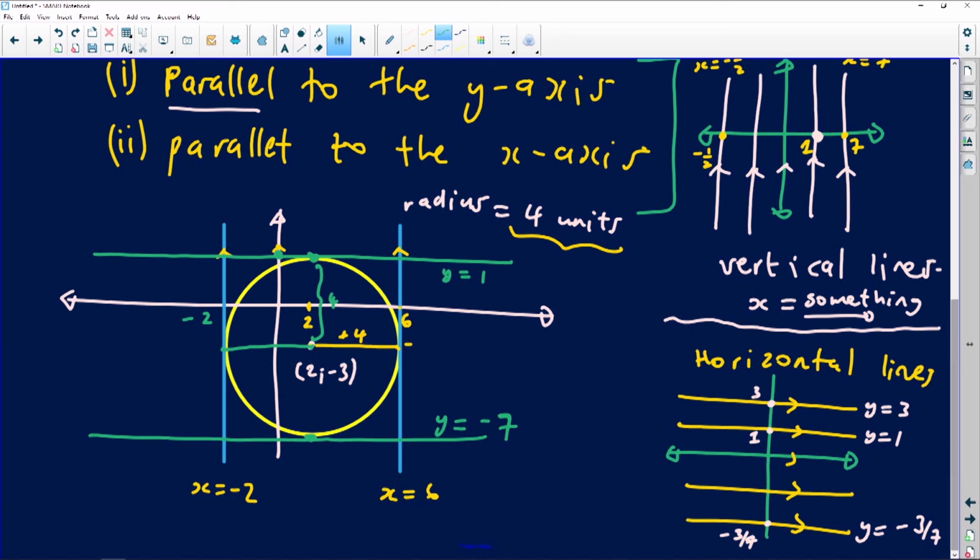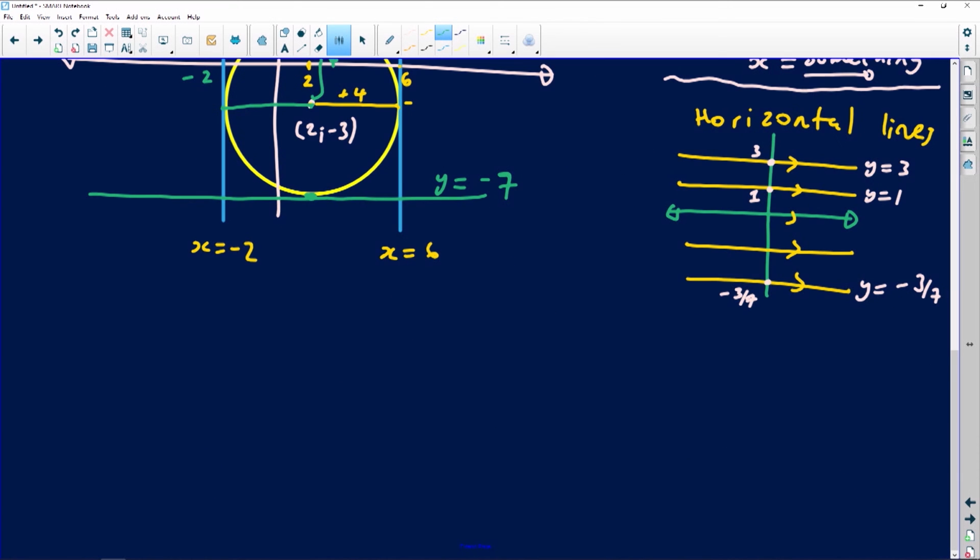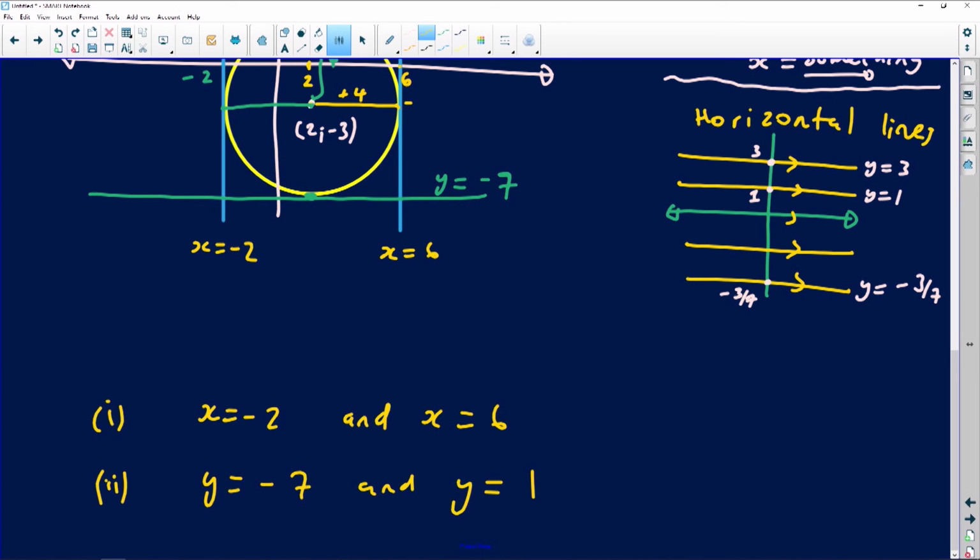So in order to answer your question, for Roman figure 1, the answers are x equals -2 and x equals 6. Those lines are parallel to the y-axis. For Roman figure 2, y equals -7, and the other one is y equals 1. Beautiful question indeed. That is out of the box.